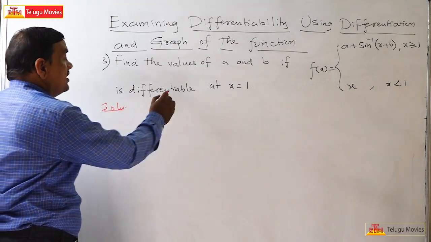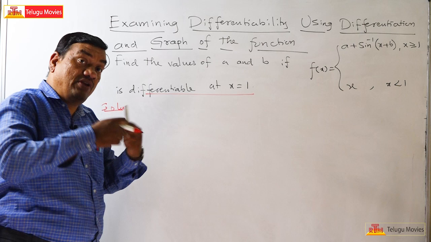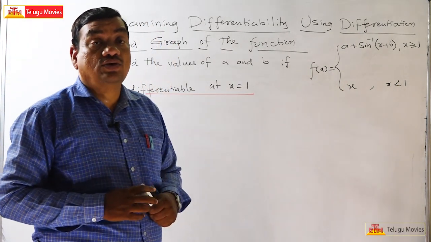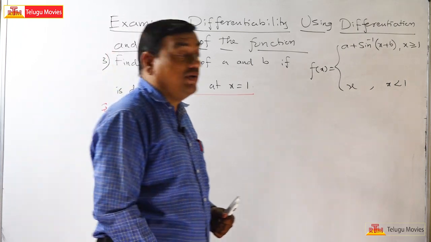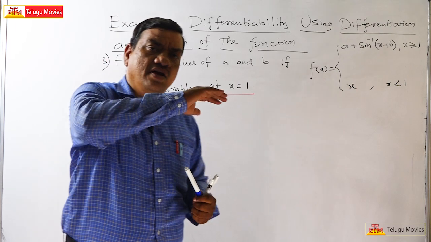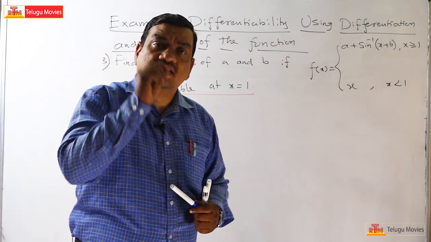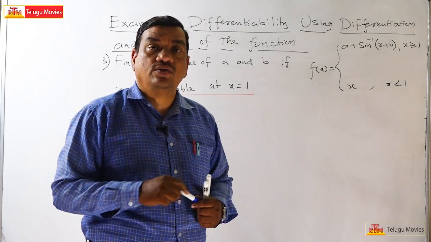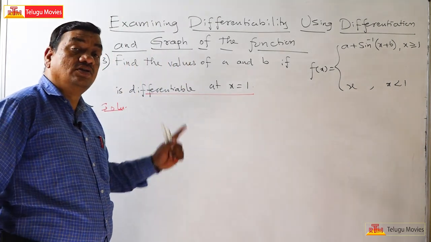Since it says differentiable at x equal to 1, the function should first be continuous at x equal to 1, and only then will it be differentiable. Differentiable means that if you are able to draw a unique tangent at that point, then we say the function is differentiable at that point. Now let us see the solution.